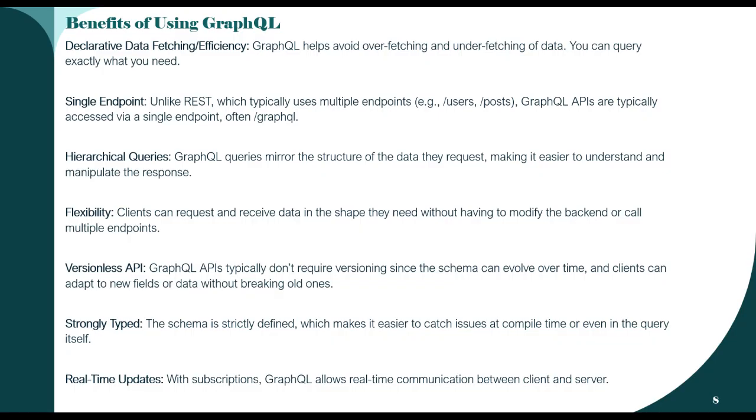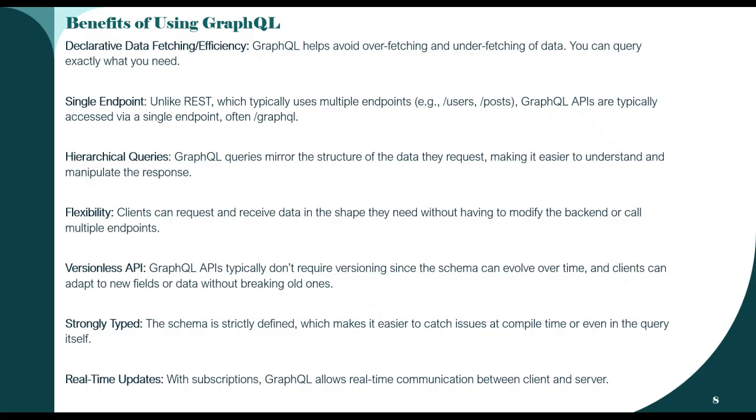The flexibility: the client can request and receive the data in the shape it needs, without modifying the existing data or backend. So instead of calling multiple endpoints, it has the flexibility of getting the data in a proper format, whatever is required. Now, versioning of the API: typically you don't require versioning here, since the schema can evolve over time, and the client can adapt to new fields without breaking the old ones. So that's the benefit of it.